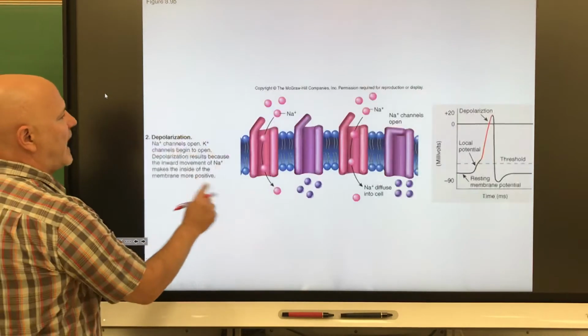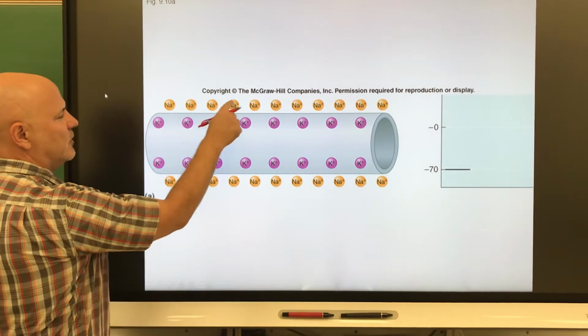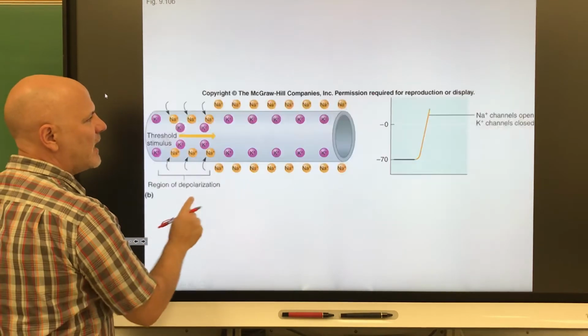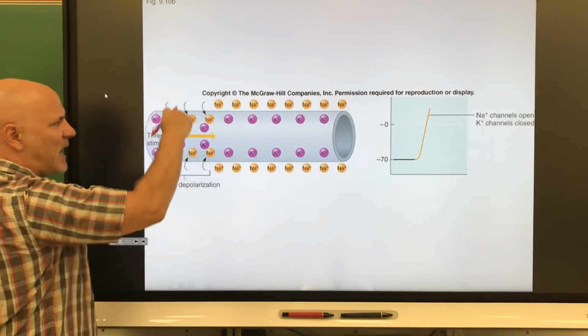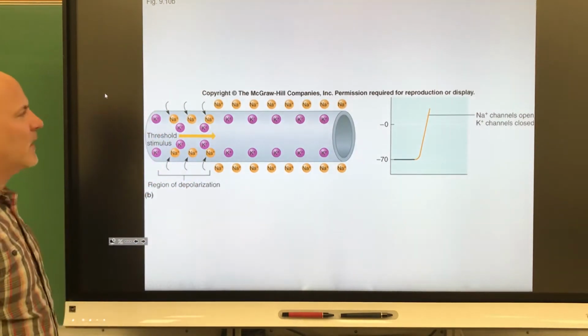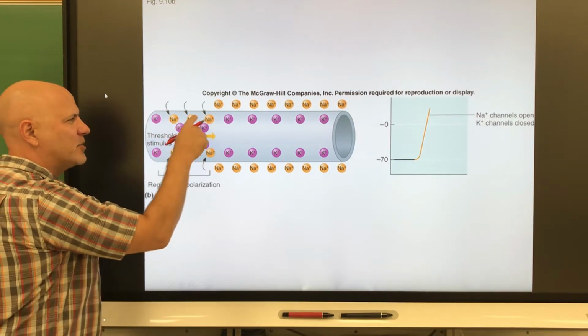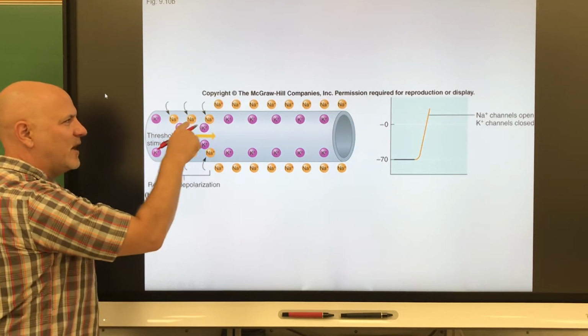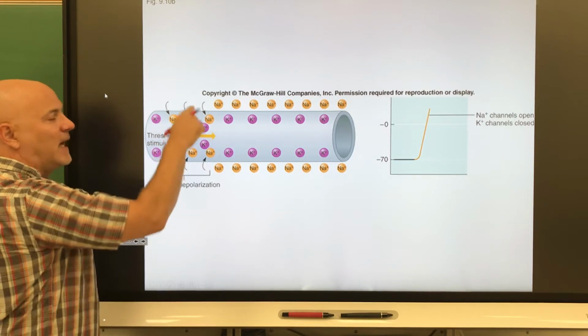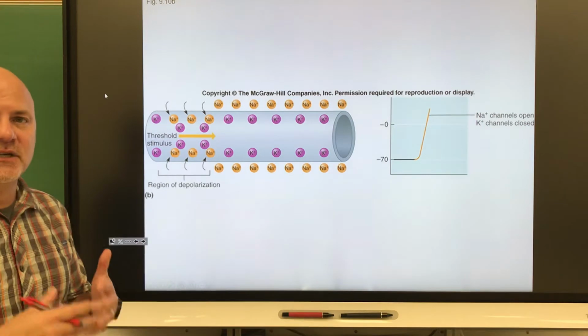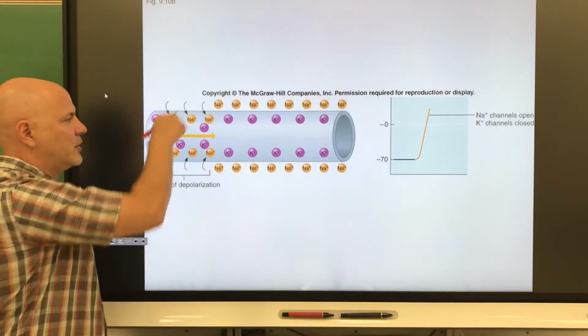So let's go back here at resting. At rest potential, sodium out, potassium in, positive out, negative in. Now we get this influx of positive ions into the cell. It was positive here, negative here. If we get a lot of positively charged ions going into a negative area, we have now neutralized that area right there. So that's depolarization, loss of electrical charge. No charge on the membrane.